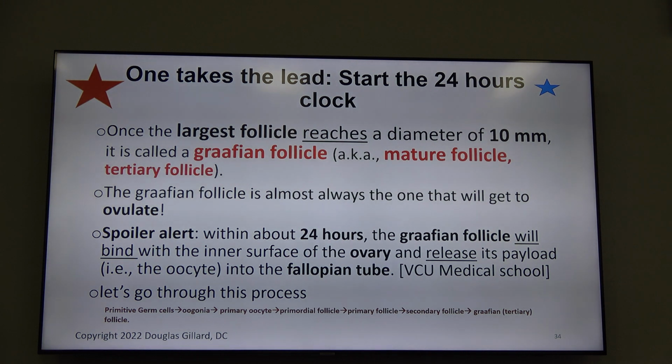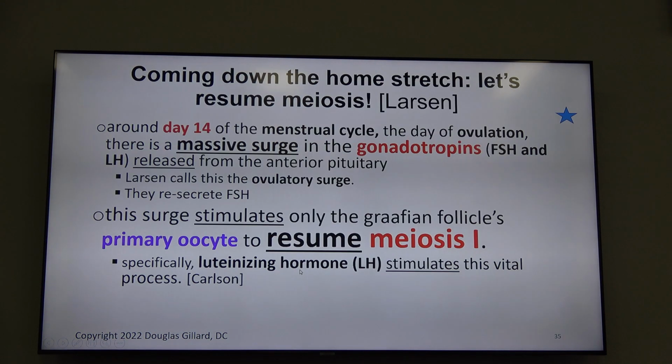And again, spoiler alert, within 24 hours that Graafian follicle is going to shoot out the primary oocyte along with the zona pellucida and what will be the second layer up, and it's going to ovulate. Okay, I think we got everything there, and we're going to see how that process works right now.